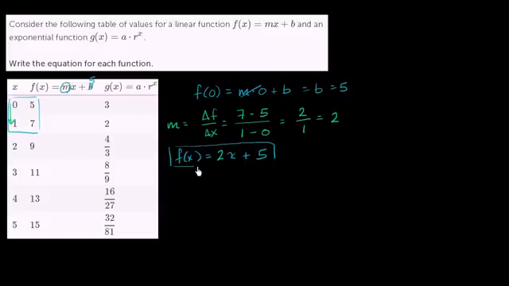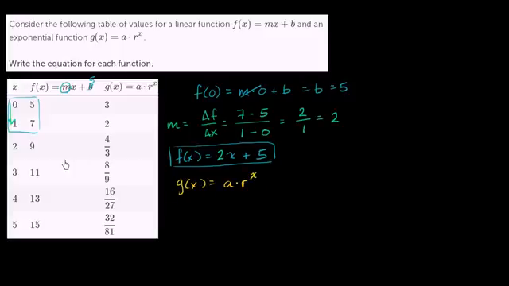Now we need to figure out what g of x is. So g of x is an exponential function, and there's really 2 things that we need to figure out. We need to figure out what a is, and we need to figure out what r is. And let me just rewrite that. So we know that g of x, maybe I'll do it down here, g of x is equal to a times r to the x power.